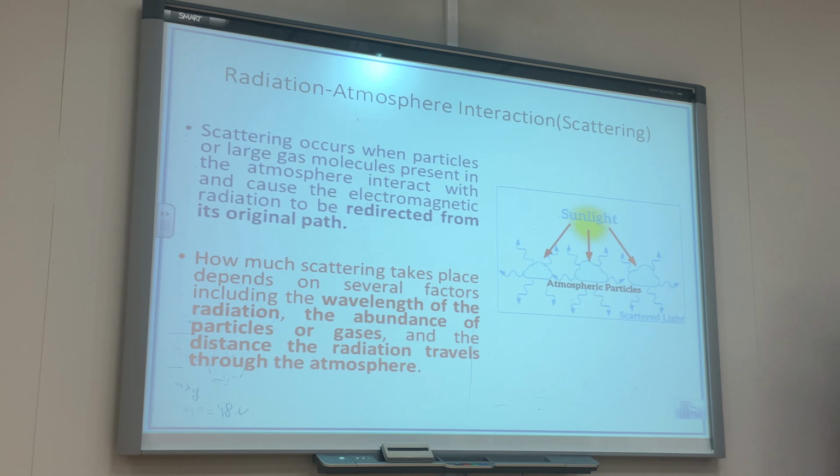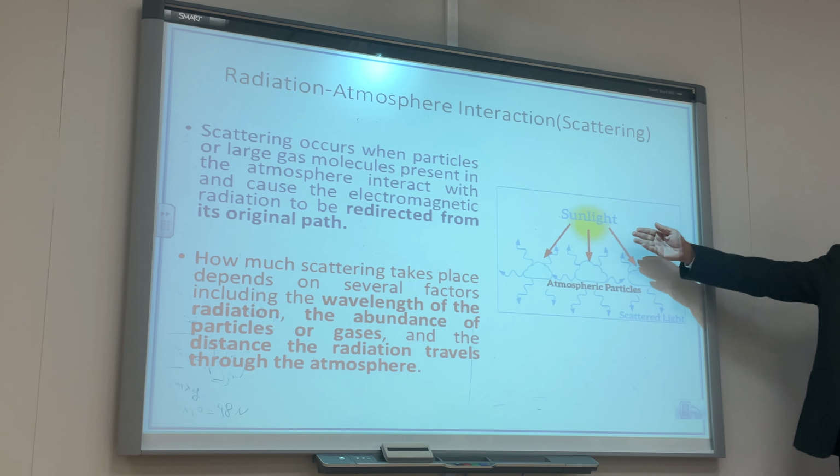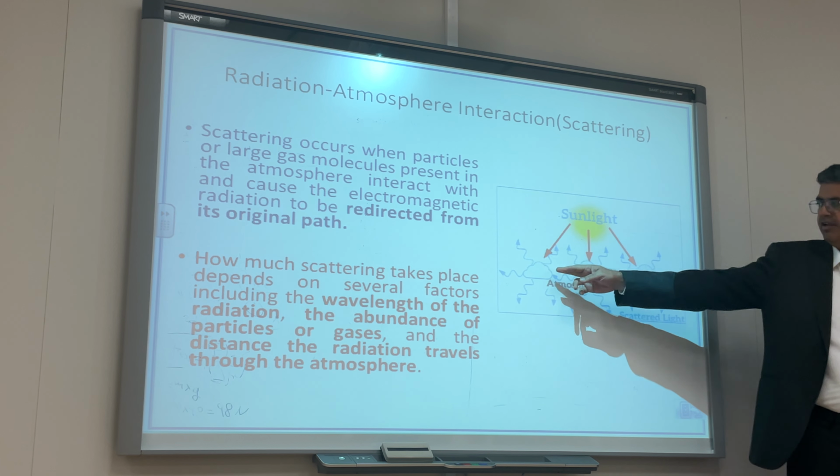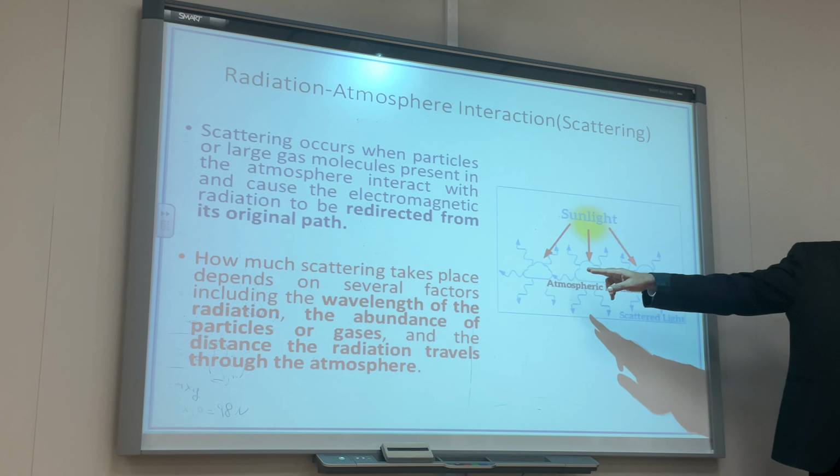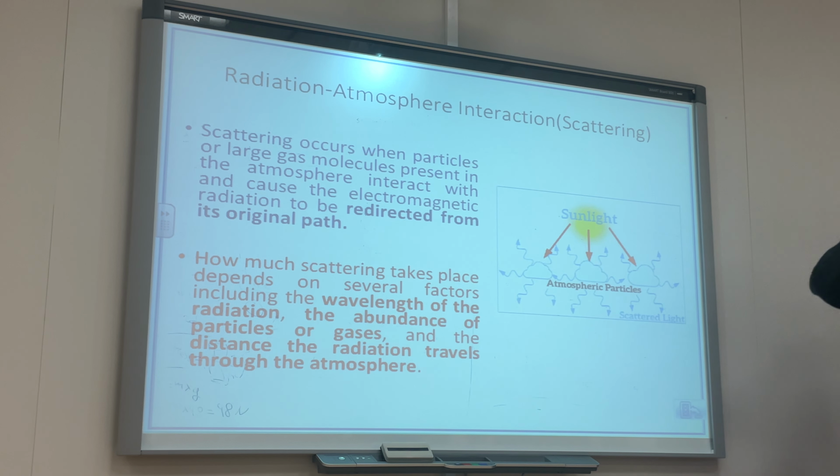Okay. So this is scattering, means you have the sunlight coming from the sun, it strikes the particles or the gas molecules, and also scattering will depend on the amount of these particles present in the atmosphere. If more particles are present, more gas molecules are present, scattering will be more. If less, then the scattering will be less.